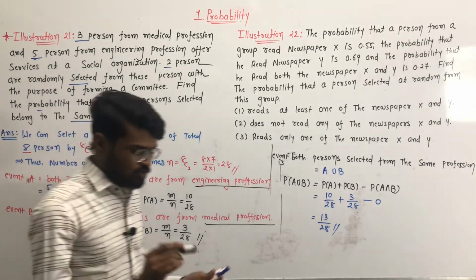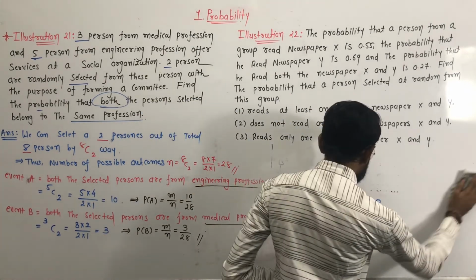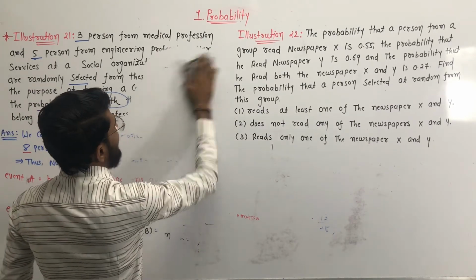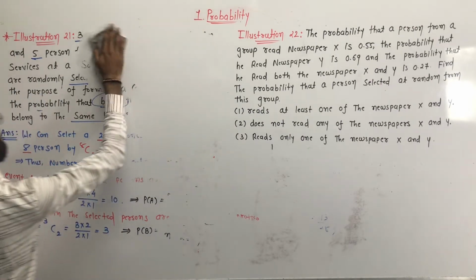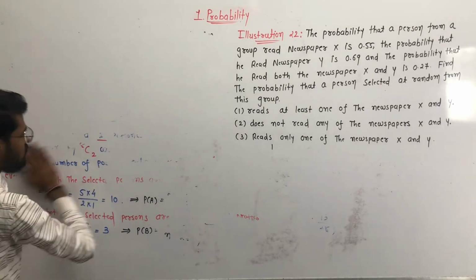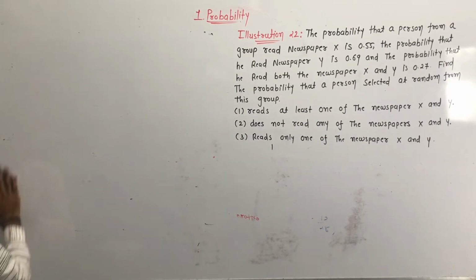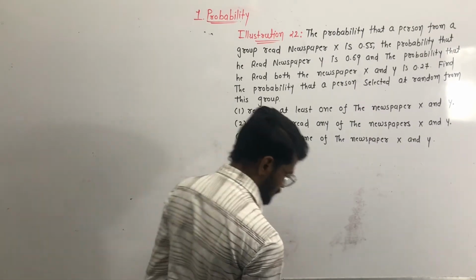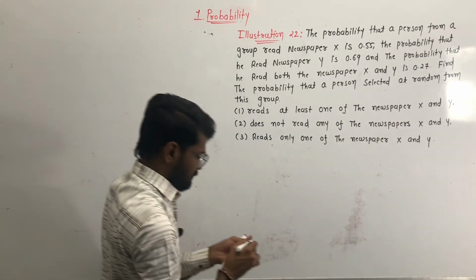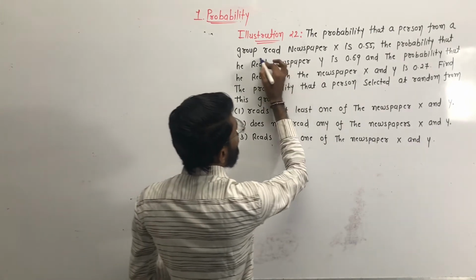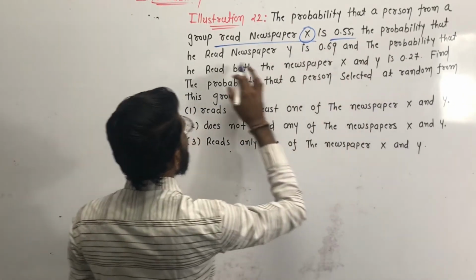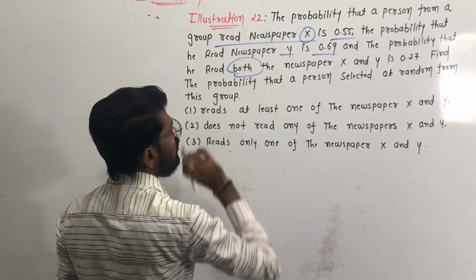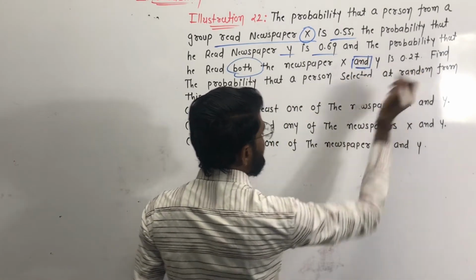Now we are going to solve illustration number 22. The probability that a person from a group reads newspaper X is 0.55, and the probability that they read newspaper Y is 0.69, and the probability that they read both newspapers X and Y is 0.27.